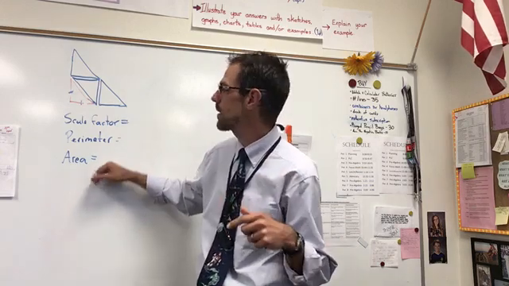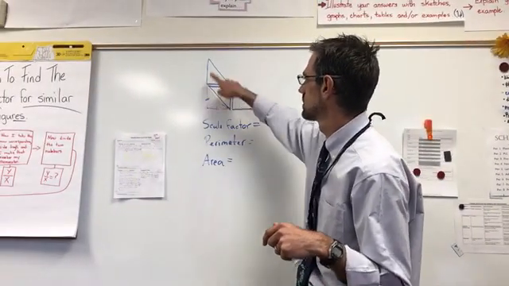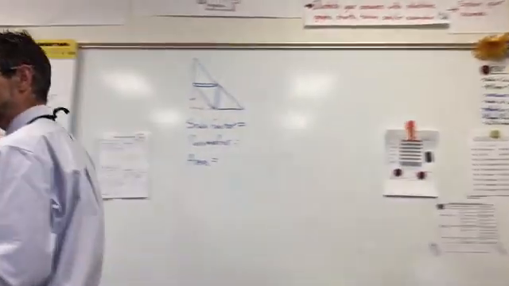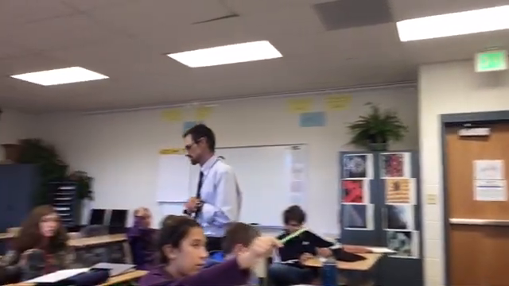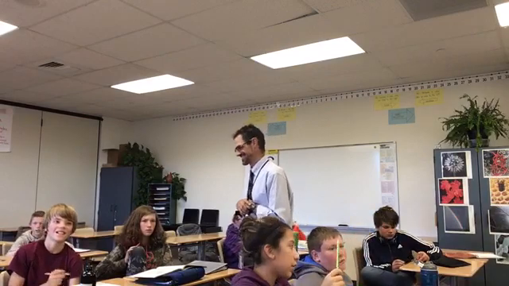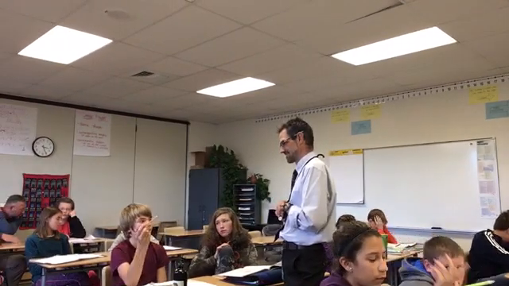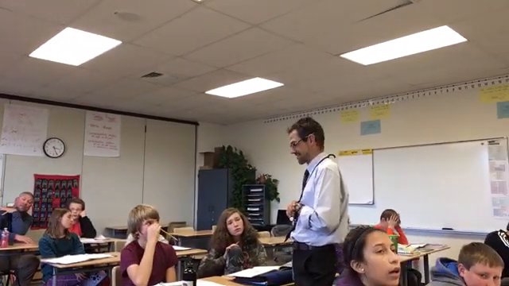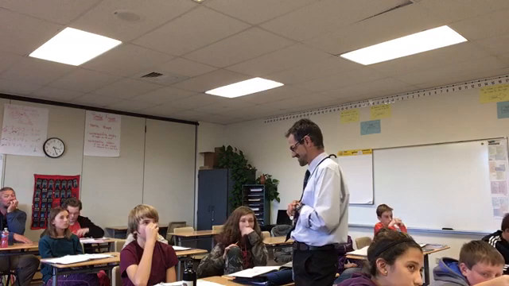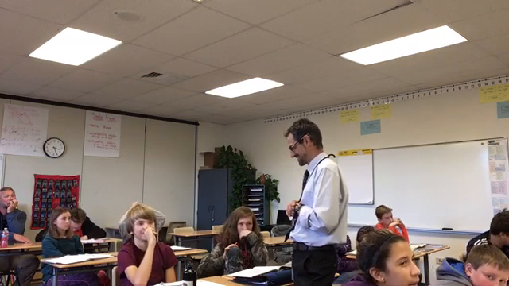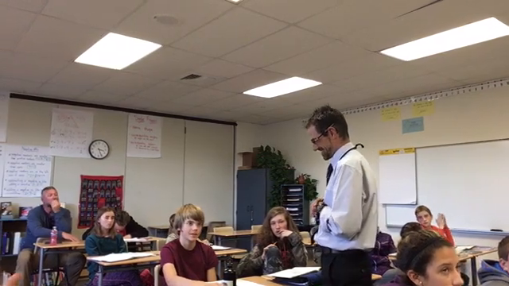So right now, talk to your partner about what you think the scale factor is going from this to that. Go talk to your partner. It would be 4 times bigger because they added 3 more triangles. So wait, it wouldn't be 4 times because wait, are we talking about area or perimeter? Scale factor. How could you find the scale factor? Wait, so for the perimeter I think it would be 2 times as big.